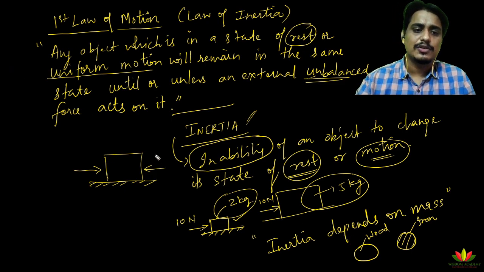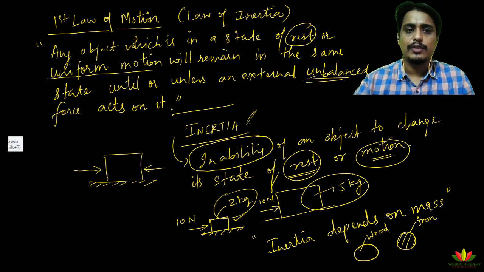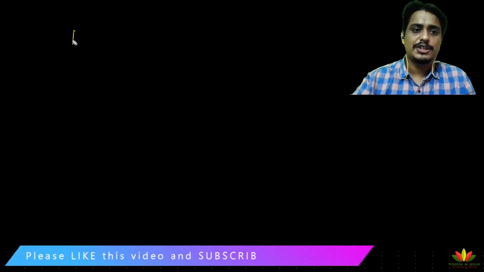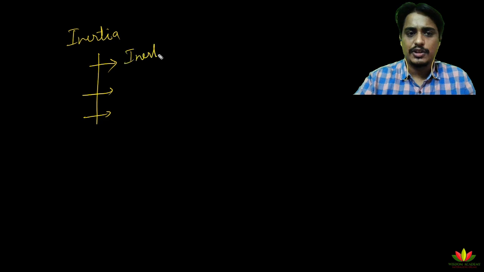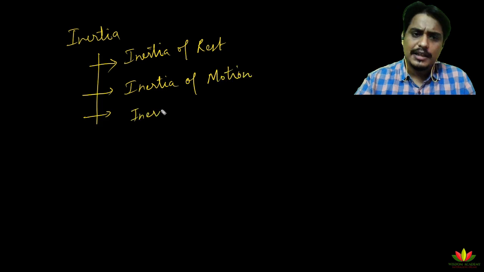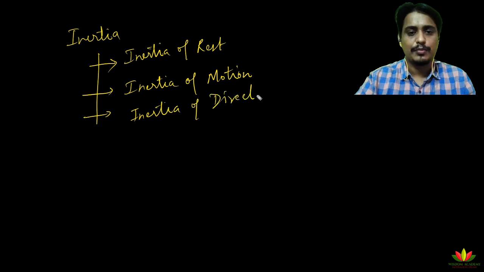Now inertia is also of 3 types. Let us see what are those 3 types. So inertia is of 3 types, that is inertia of rest, inertia of motion, and inertia of direction. Inertia of rest, inertia of motion, and inertia of direction. Let us see one by one what is inertia of rest, what is inertia of motion, and what is inertia of direction.